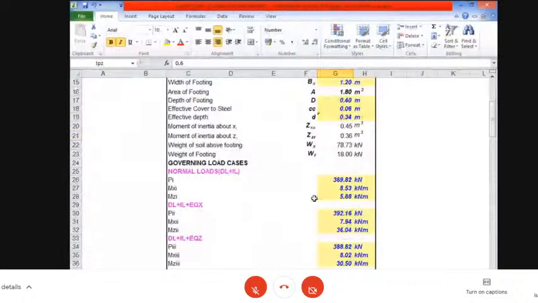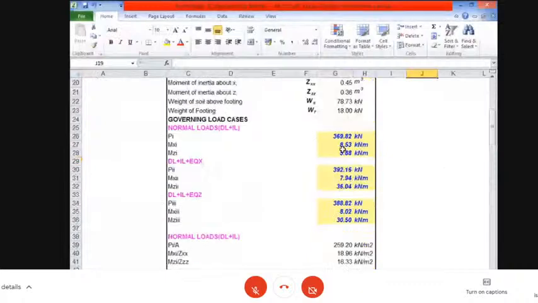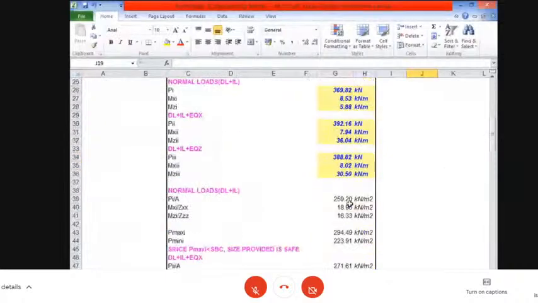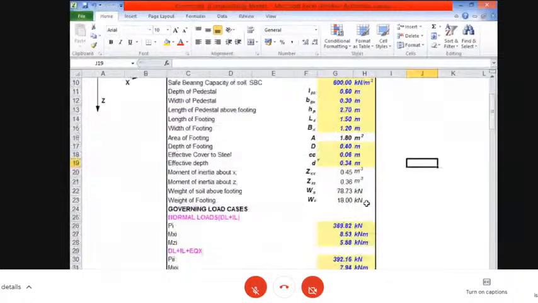So here it is 600. So still, if you want, you can reduce your foundation size also. Most of the people may ask, my SBC is 600, but here the maximum pressure is coming at 389. Why can't I reduce my foundation size? Okay, you can reduce it. The thing is that the pedestal itself is 600 by 300.